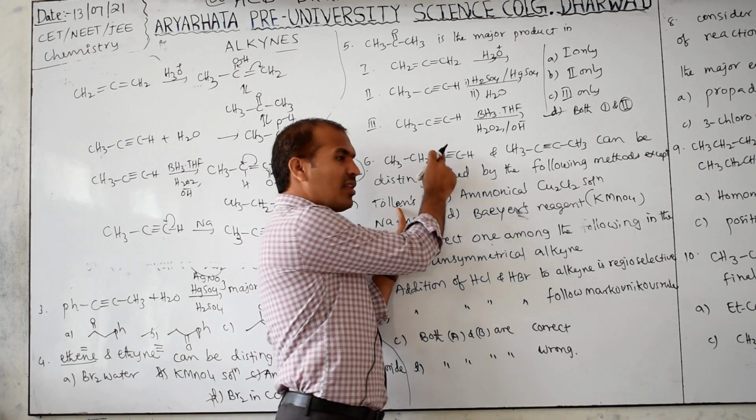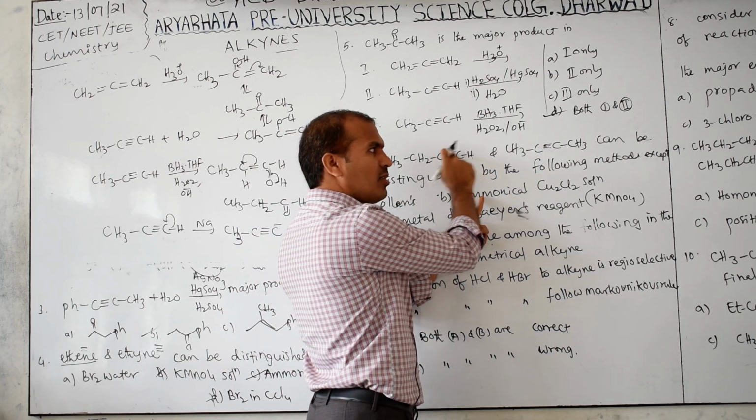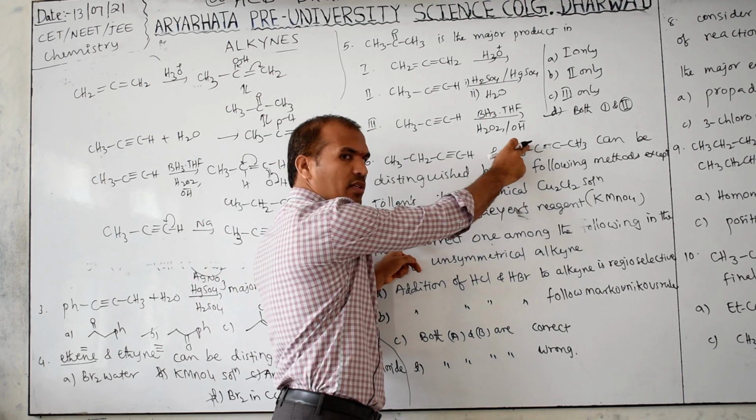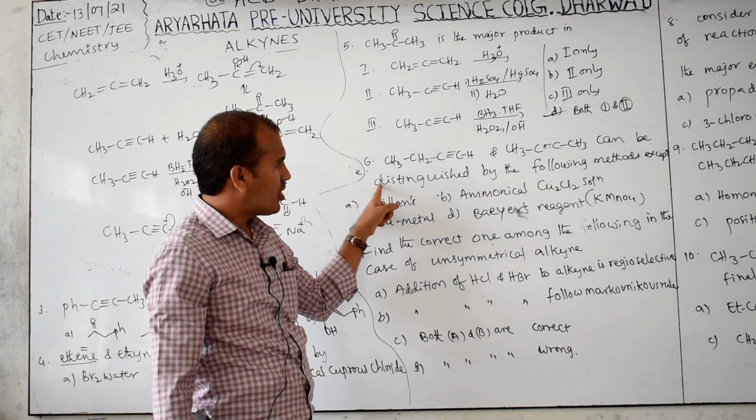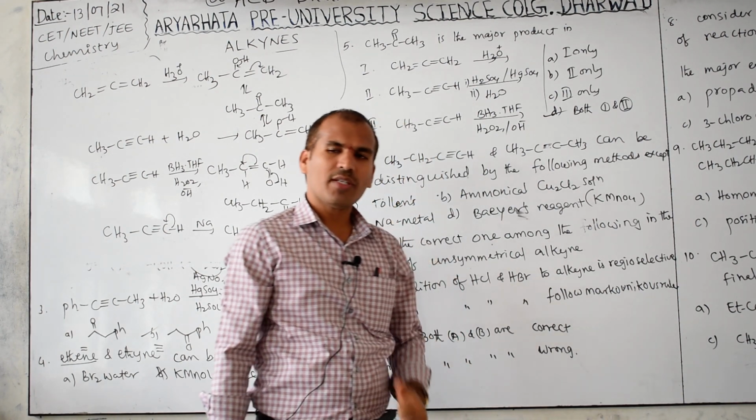Tollens test is given by this, not this. Ammoniacal cuprous chloride test is given by this, not this. Sodium metal test is given by this, not this. Then this will give both. Then here read the question: distinguished by the following methods except. Then which is the correct answer?